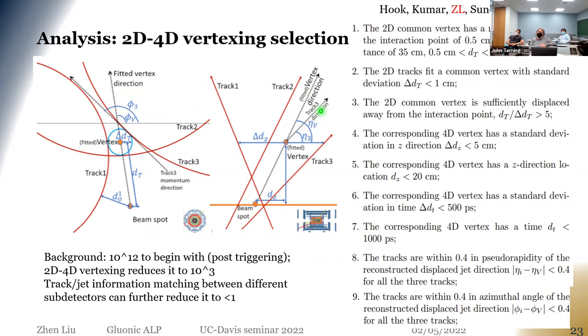You just have one. Can I ask, is there a background that you would be afraid of if you tried to go to two charged tracks? Is it just that all of these coincidence cuts get significantly worse? Yeah. So is that why you can't do two charged tracks?